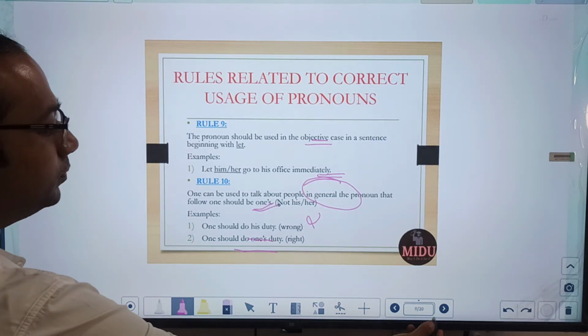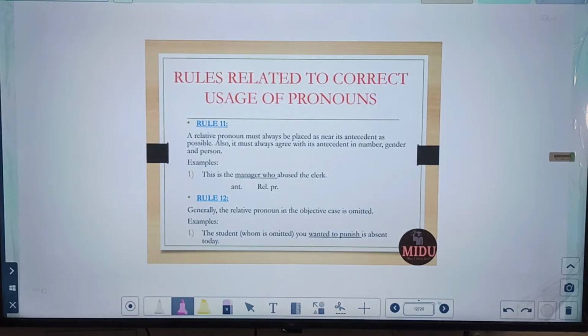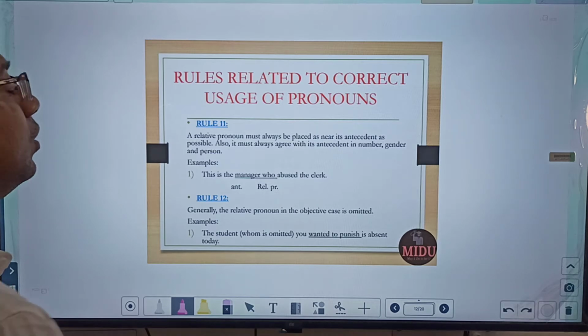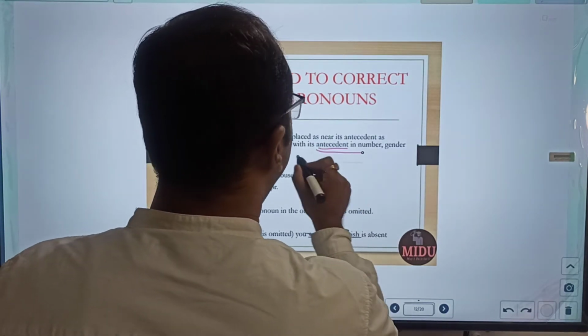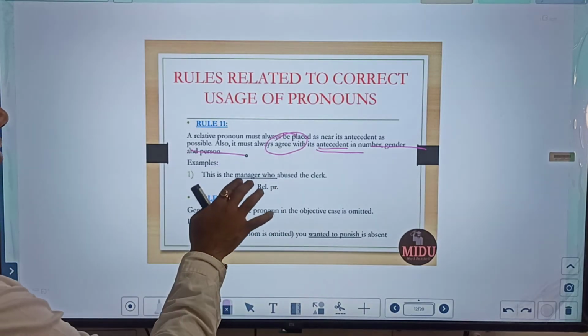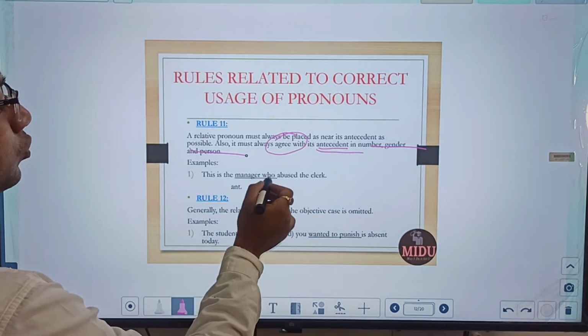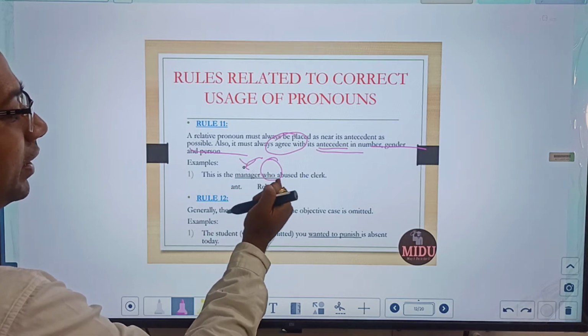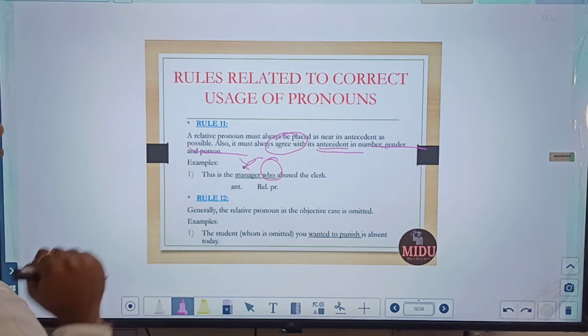Another important rule. A relative pronoun must always be placed as near its antecedent as possible. Also, it must always agree with the antecedent. So near to the antecedent, and it must agree with the antecedent in terms of number, gender and person. This is the manager who abused the clerk. So this who is basically referring to the manager. So use it along with manager, and same, singular or singular.